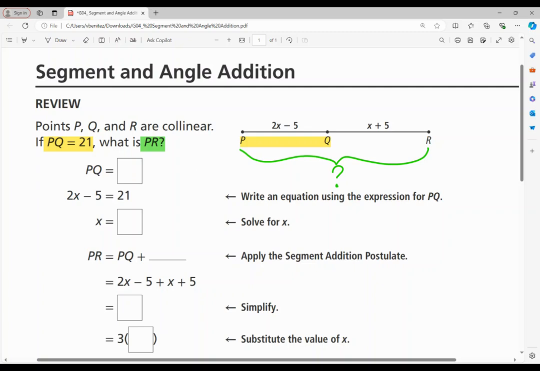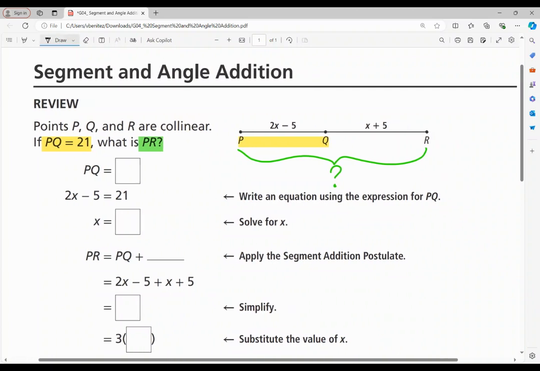Okay, so this one's going to cover segments and angle addition. We're going to look at the properties of segments and angles and use addition to solve for the unknown x. In this first example, we have collinear points P, Q, R. Remember, collinear means that the points are all on the same line. So you see P, Q, and R are all on the same line.